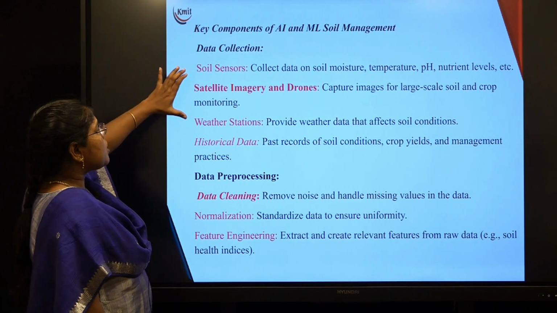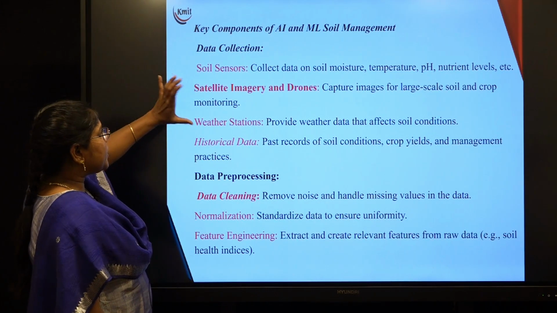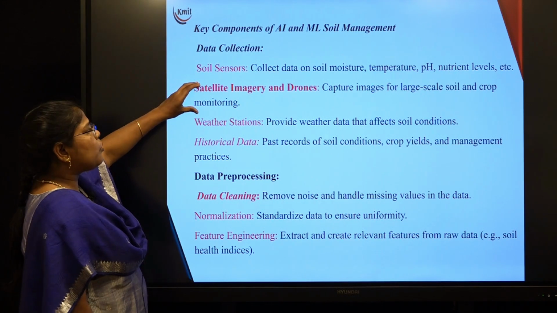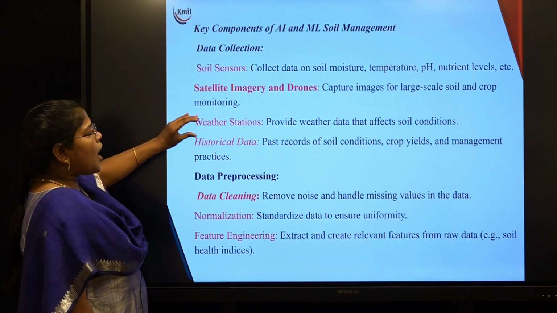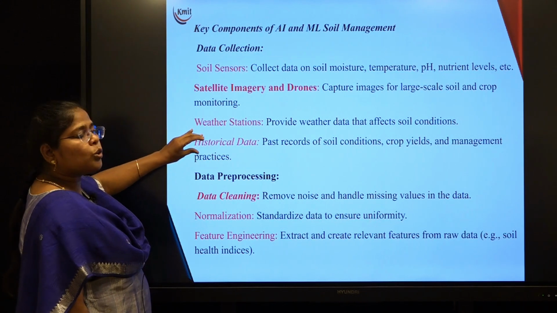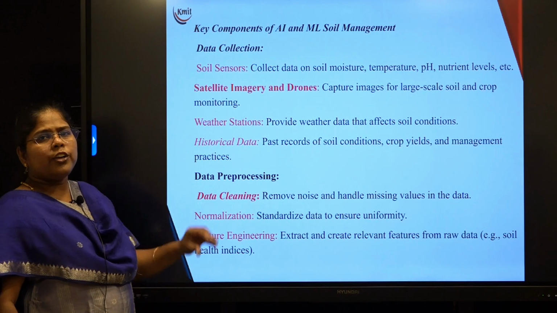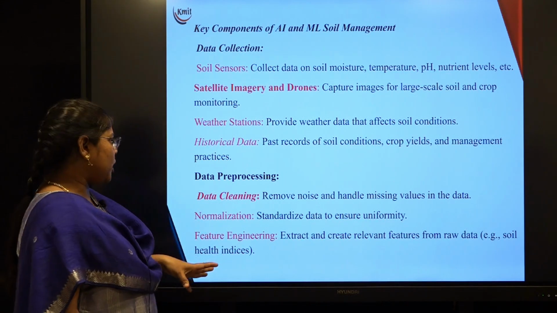The four types of data are required. One is soil sensor data, second one is images data and weather data, and also the past history of the data that the farmer has used on the same soil.